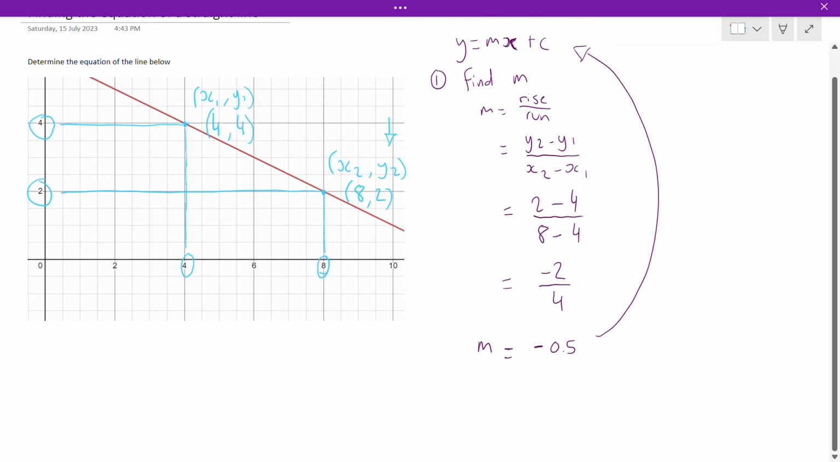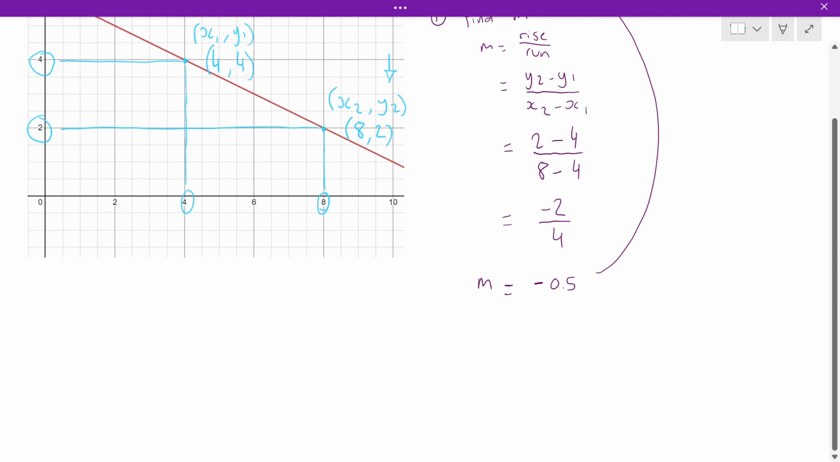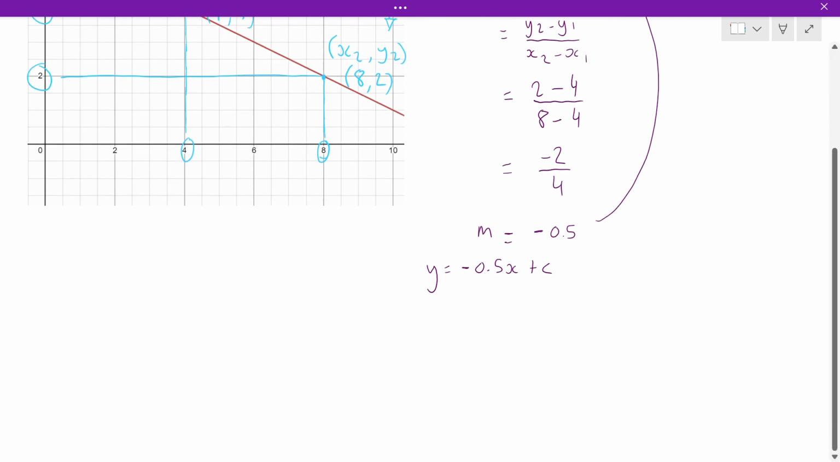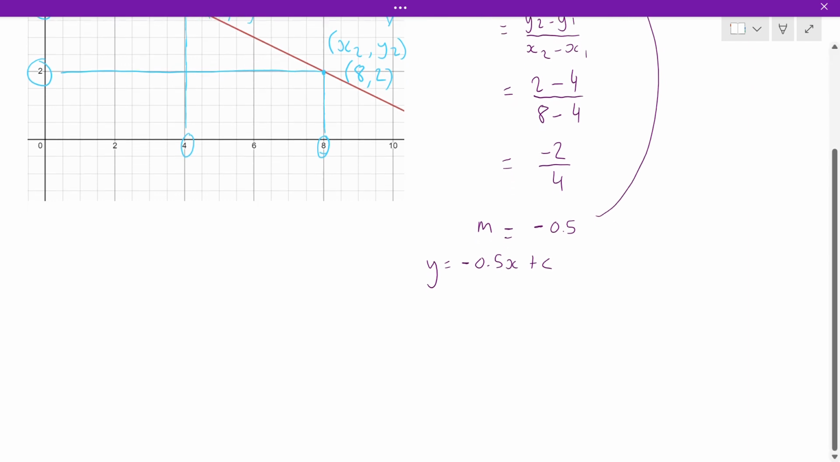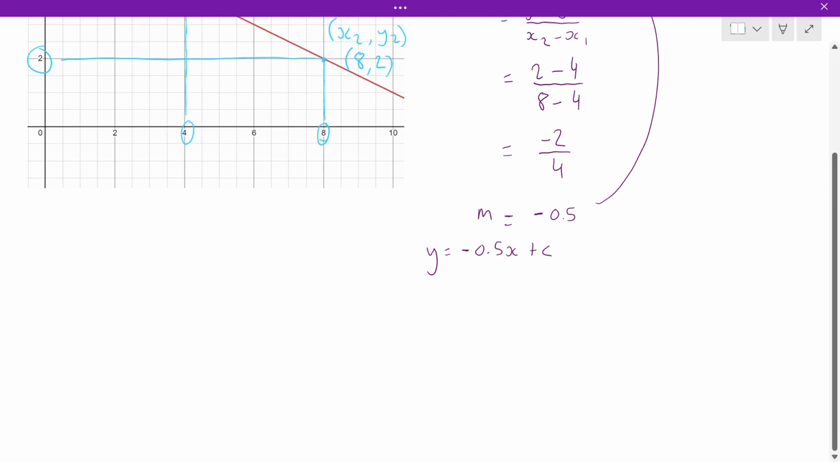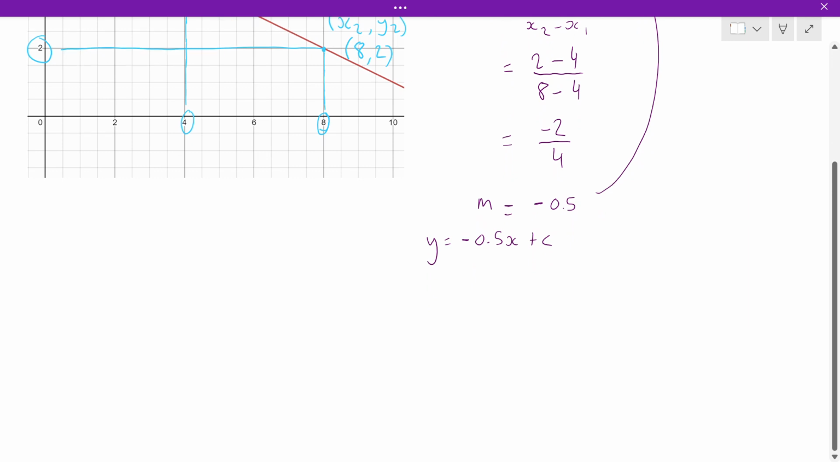So I'll just continue it down below. We've now got y equals negative 0.5 x plus c. We're not quite finished yet. That's not quite an equation yet. We still need to find out c. So second step, and I'll keep it going down straight. So second step is finding c.